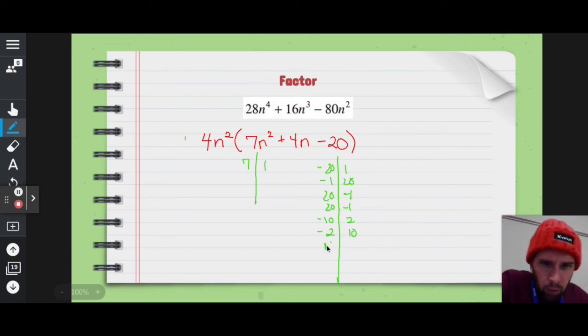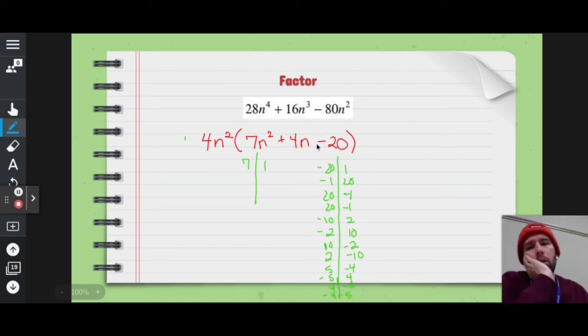I can do 10 and negative 2. I can do 2 and negative 10. I can do 5 and negative 4. I can do negative 5 and positive 4. I can do 4 and negative 5. And I can do negative 4 and positive 5. And I need 4.